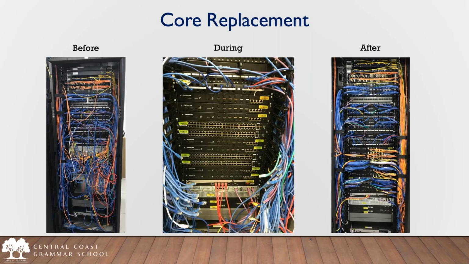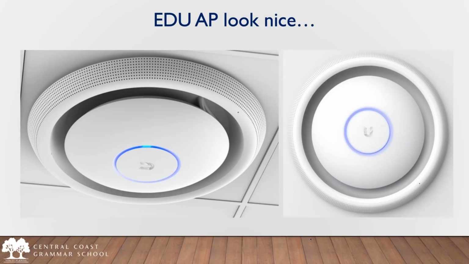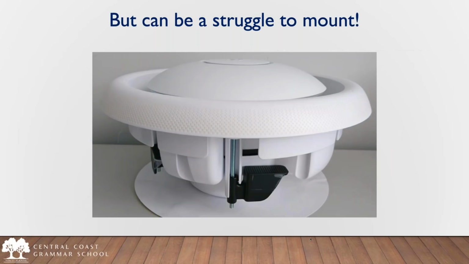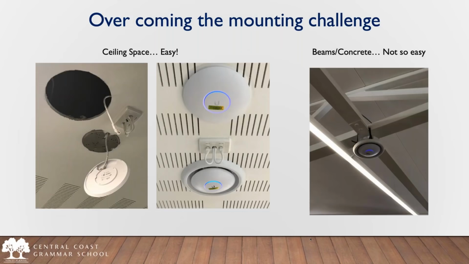Which moves on to the APs I ordered for 70 or 80% of the campus, which is the EDU AP. It does look nice. It looks very nice. It is a struggle to mount though, especially in some of my older buildings that are all brick. Ceiling spaces are fine, just cut a big hole, and I do mean a big hole in your roof. But beams and concrete, not as easy to do.